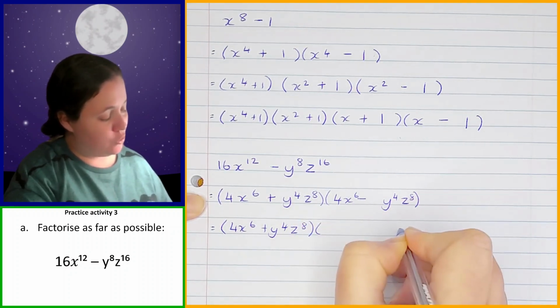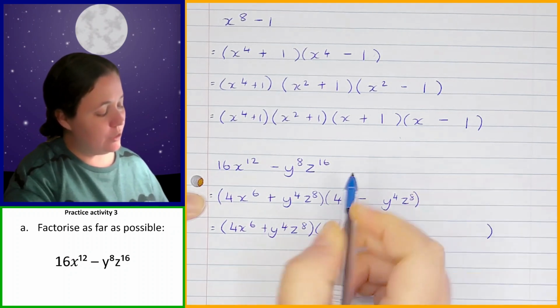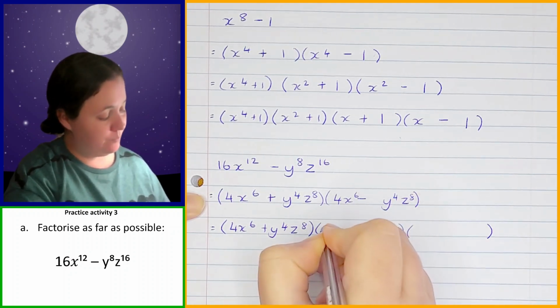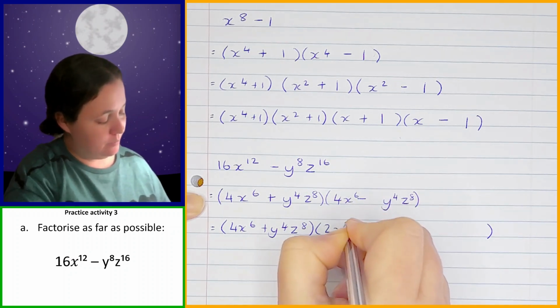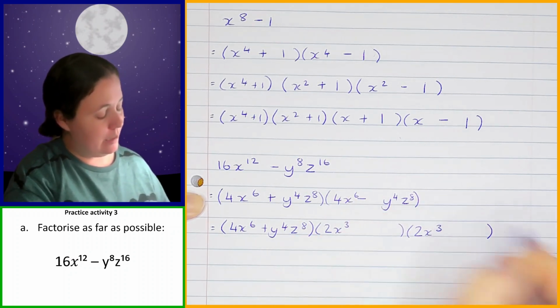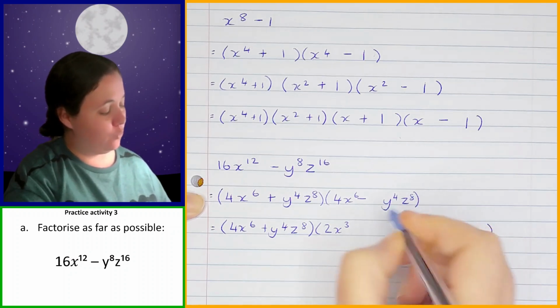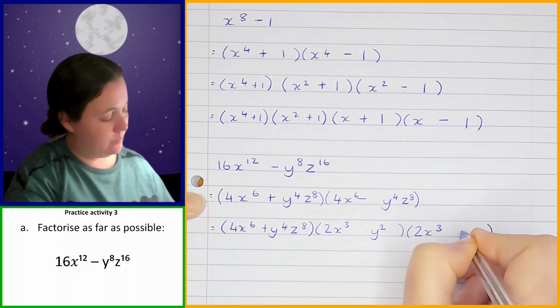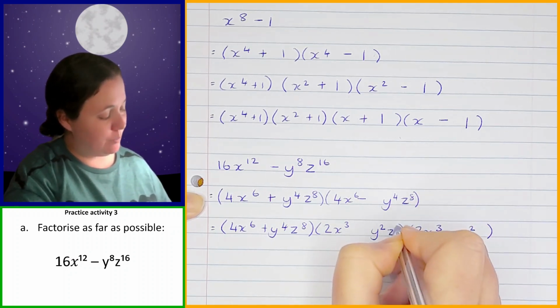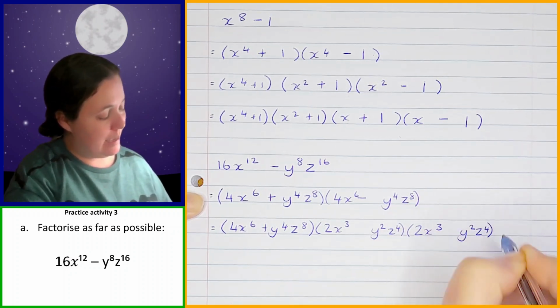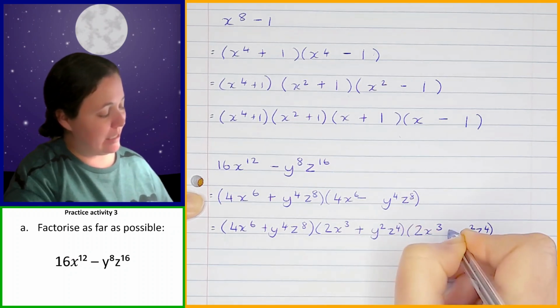So I have 2 sets of brackets. The square root of 4 is 2. The square root of x to the power of 6 is x cubed. Then over here, the square root of y to the power of 4 is y squared. And the square root of z to the power of 8 is z to the power of 4. And one gets a plus and the other one gets a minus.